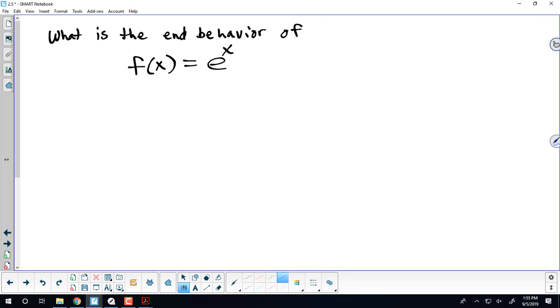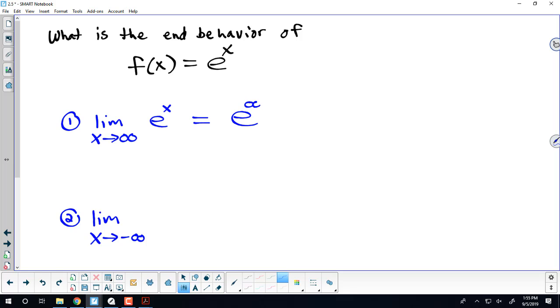So let's think about it. Some of you might remember the graph, but let's say we forgot the graph. What's the end behavior of e to the x? Well, end behavior means compute the limit at infinity and negative infinity. So maybe we can think about this from a calculus perspective. The limit as x approaches infinity of e to the x, I mean, isn't that kind of like e to the infinity? What is e to a super large number? A super large positive number, right?